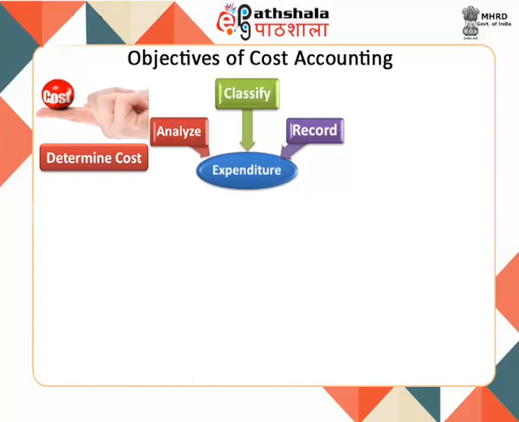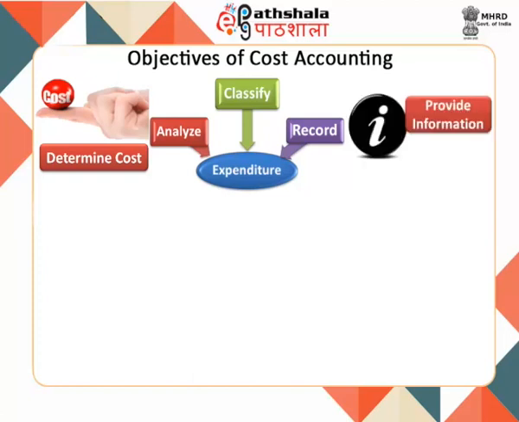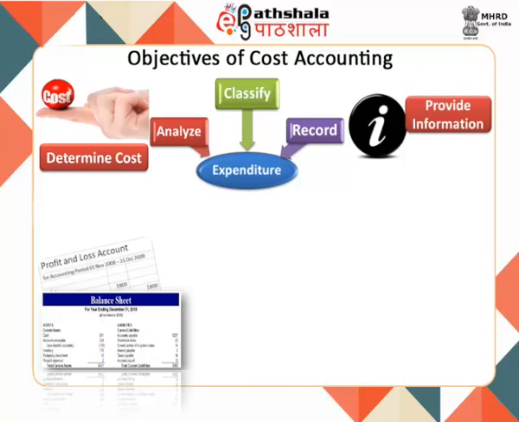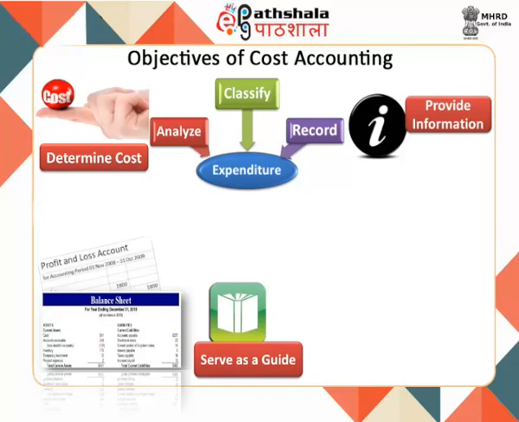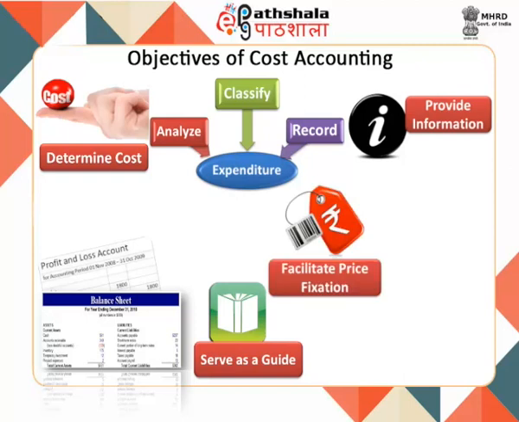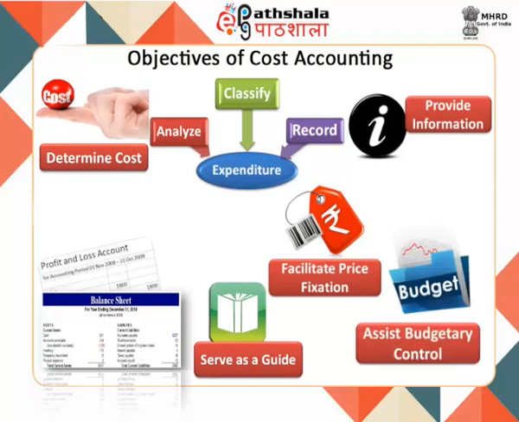Number three, to provide necessary information to the management in time. Number four, to provide data needed for periodical preparation of profit and loss account and balance sheet. Number five, to serve as a guide by providing actual data for comparison. Number six, to facilitate price fixation and offering quotations. Number seven, to assist in budgetary control.